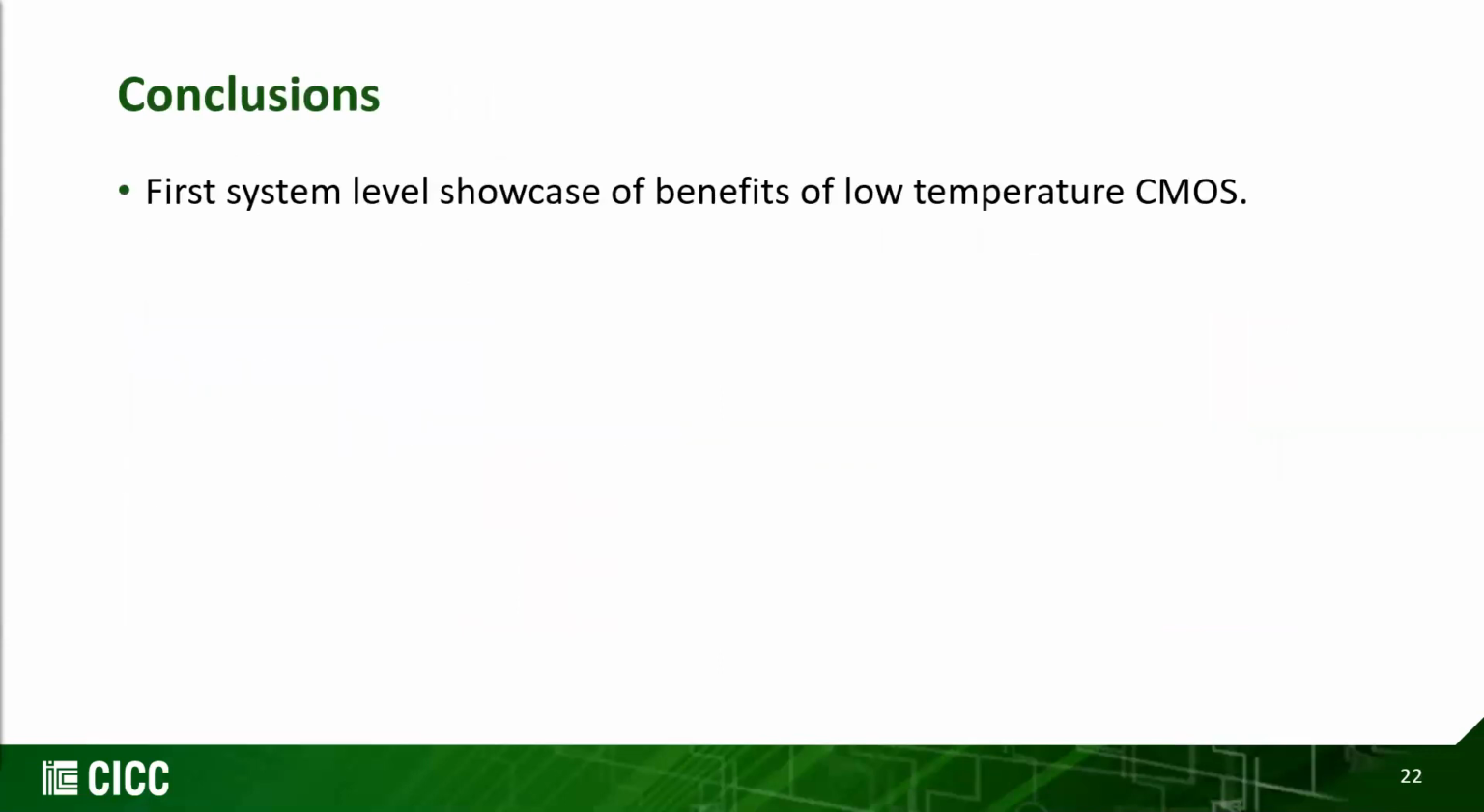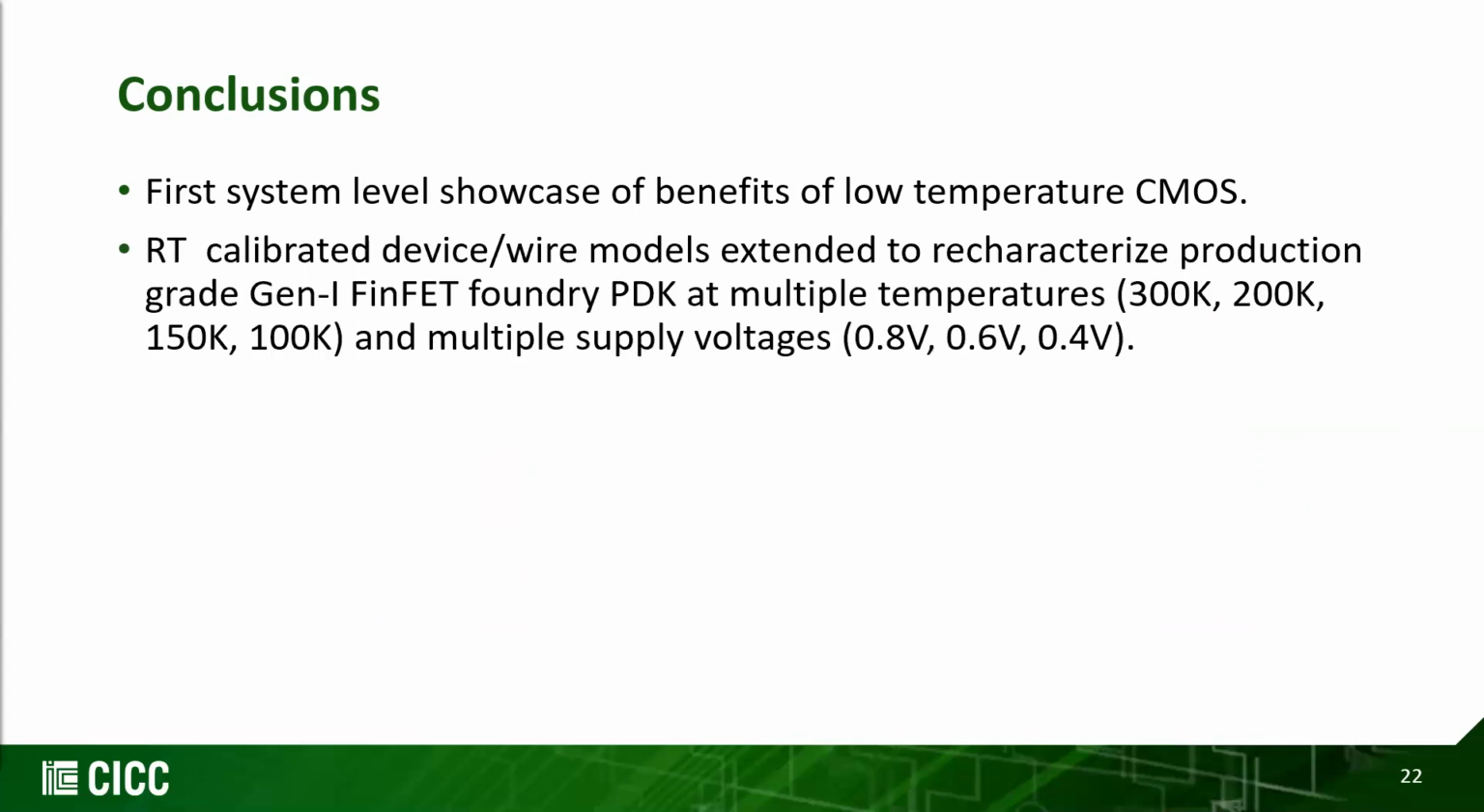On the concluding lines, this is, to our knowledge, the first system-level showcase of benefits of low-temperature CMOS for high-performance computing. We calibrate the room temperature device and wire models to Foundry Gen 1 FinFET PDK and extend to re-characterize the production-grade standard cell library, each consisting of around 550 cells for 4 different temperature points and 3 supply voltages, giving a total of 12 standard cell libraries being re-characterized.